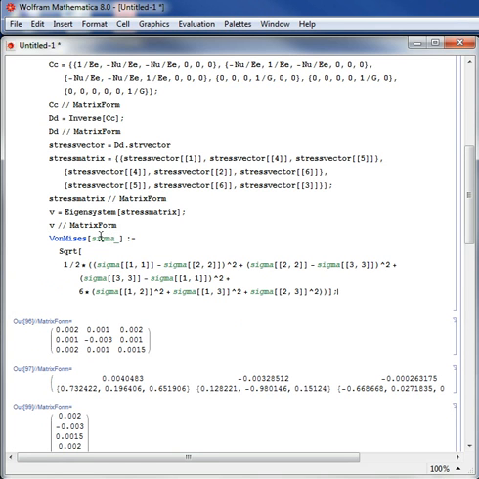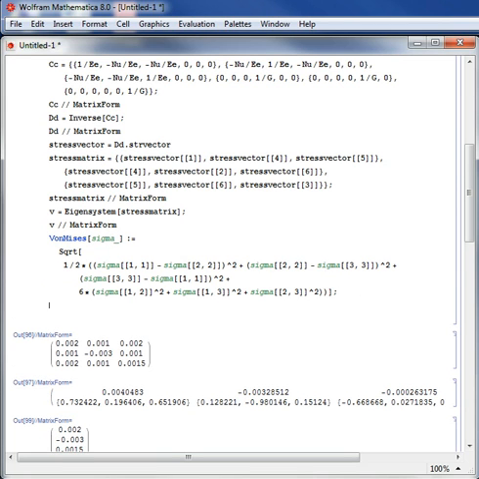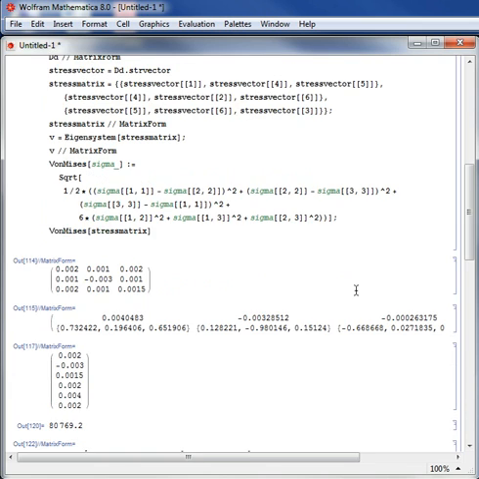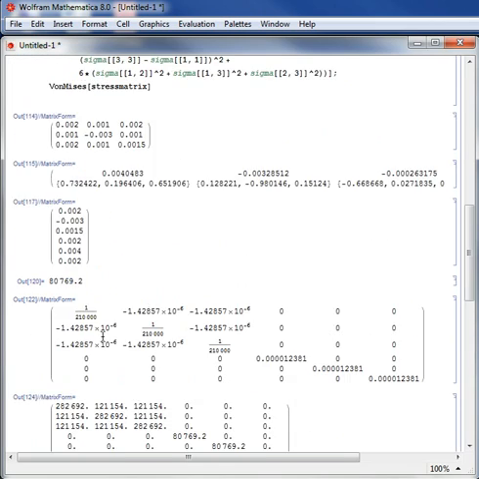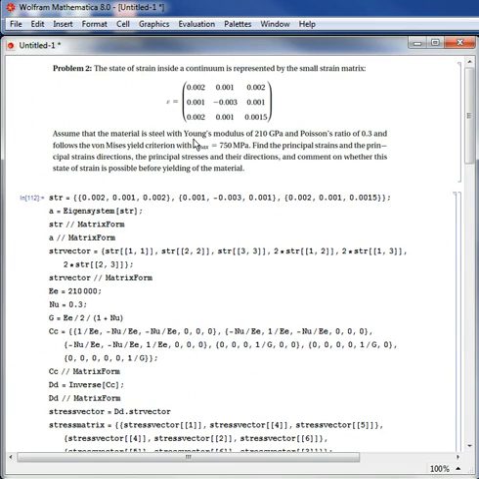This is the von Mises of a certain matrix is equal to a function of the entries of this matrix. So I can say now the von Mises, find the von Mises of the stress matrix, shift enter, and the von Mises of the stress matrix is 1031.19 MPa, which is much bigger than sigma max, indicating that this stress state or the strain state is not possible before yielding of the material.